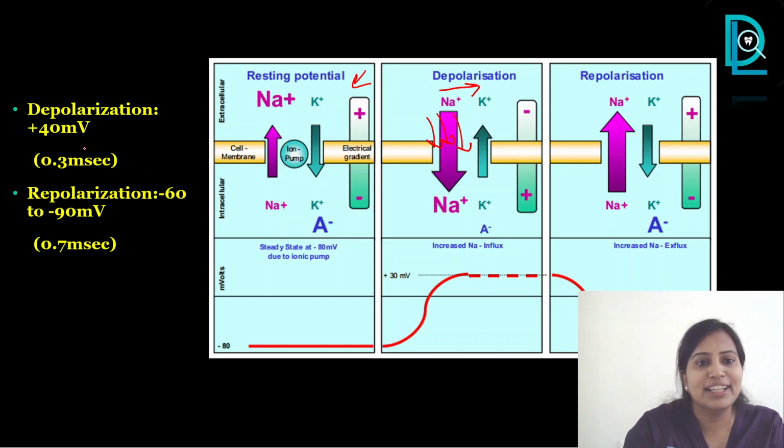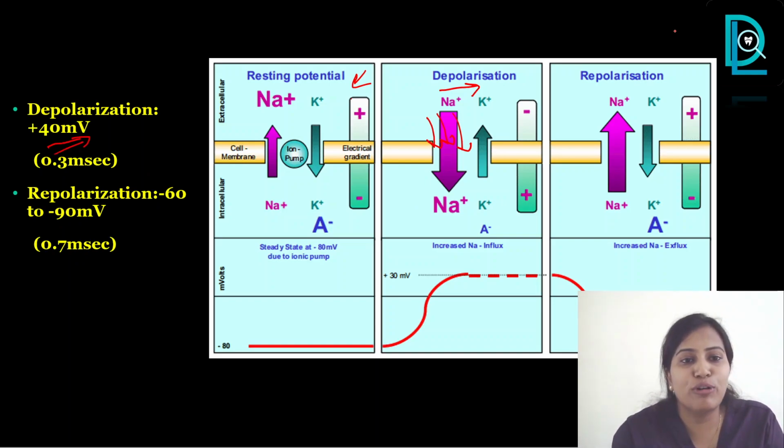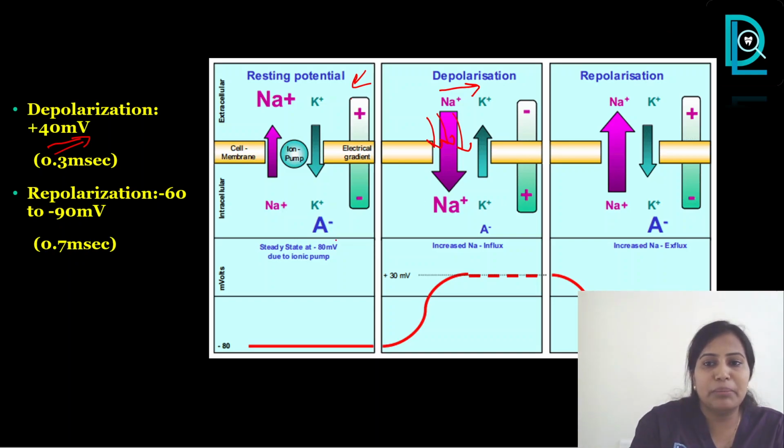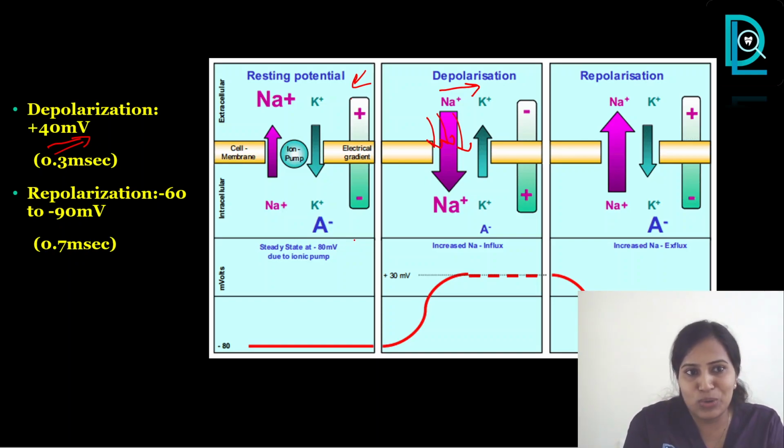And what happens? It increases up to plus 40 millivolt. Your membrane potential increases to 40 millivolt. This happens in 0.3 milliseconds. Note it down, okay? And this state is called depolarization, the second stage.